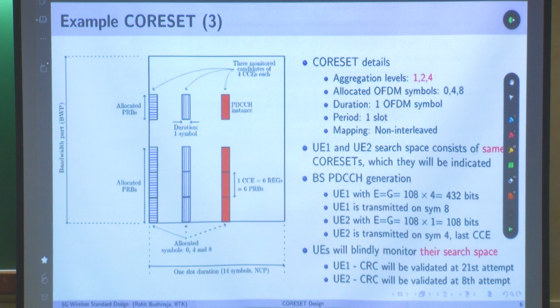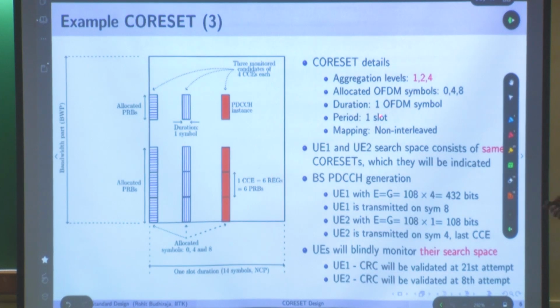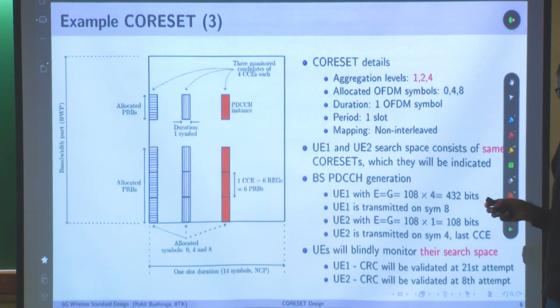Fine? And we are making an assumption that these locations, the core set details, are known to the user. The user does not even know that, and that is a part of the initial network entry where he will come to know. I will give you a brief about how this core set definition is indicated to the user. That also I will let you know, but this is the blind decoding part. And what did we miss here? This is the non-interleaved part and the interleaved part, that is what I need to tell you, but otherwise this is how blind decoding works.